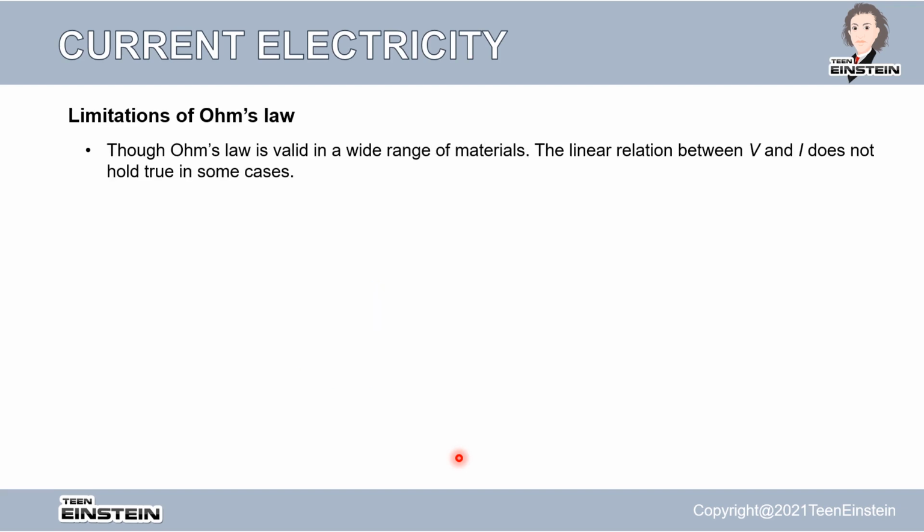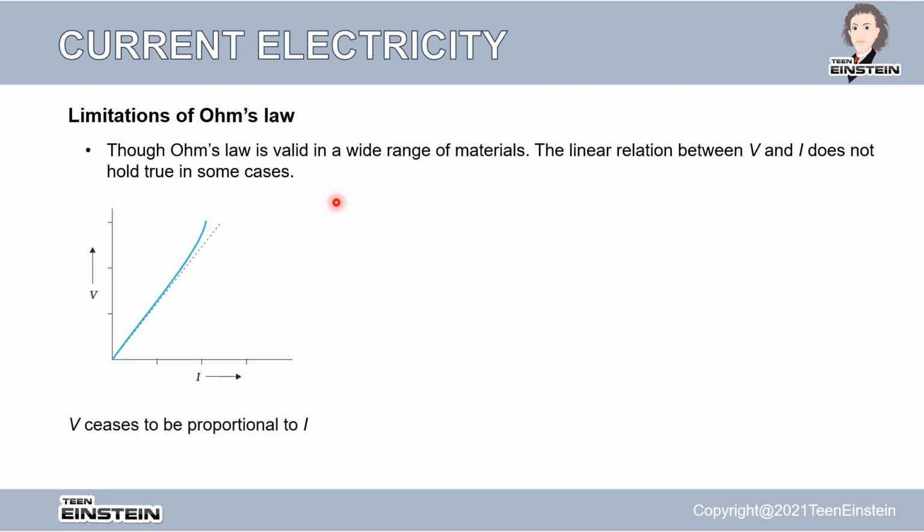Okay, so we already know what Ohm's law is, and Ohm's law is not applicable all the time. There are some deviations from Ohm's law. There are some limitations to Ohm's law. We will see what those are. Though Ohm's law is valid in a wide range of materials, the linear relation between V and I does not hold true in some cases. So V is not equal to IR in all cases.